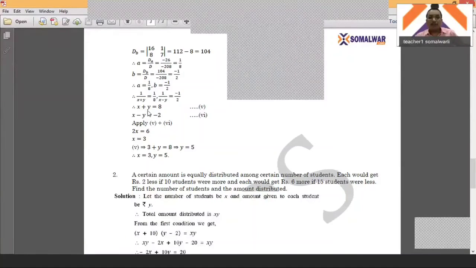It is simple, plus a. So 3 plus y is equal to 8 and it gives y is equal to 5. So after solving, we got the value x is equal to 3 and y is equal to 5.